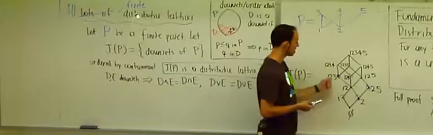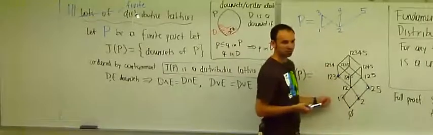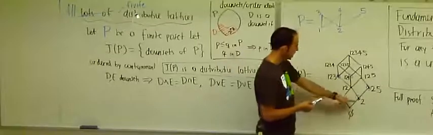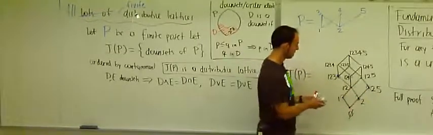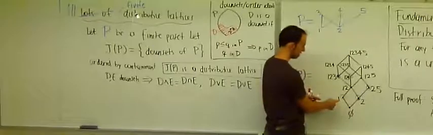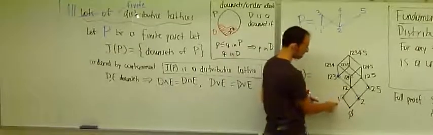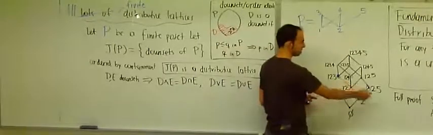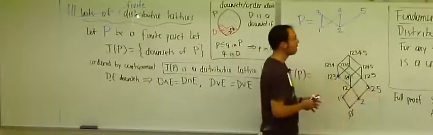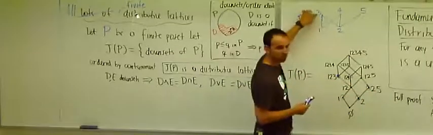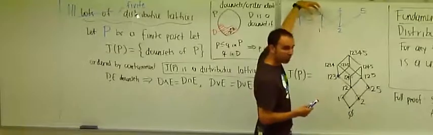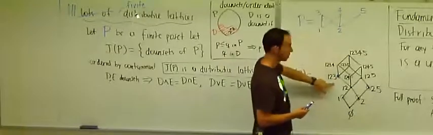Why is it true? What's the bijection from here to here? You see, these 5 elements have the property that this one has 1, this one has 2, this one has 3, this one has 4, this one has 5. Okay? And if you look at each one of the elements of P, and you look at what is below them, you get the corresponding thing here.